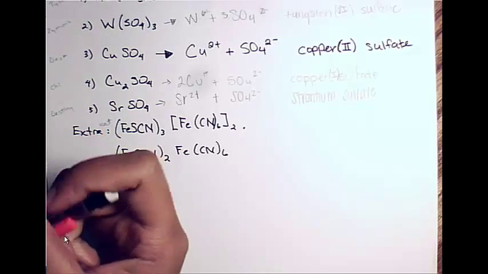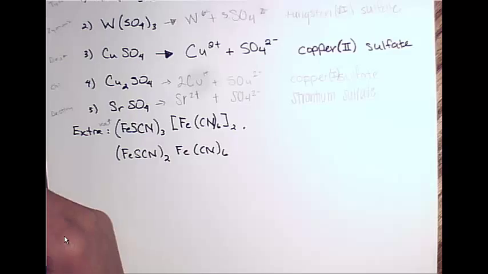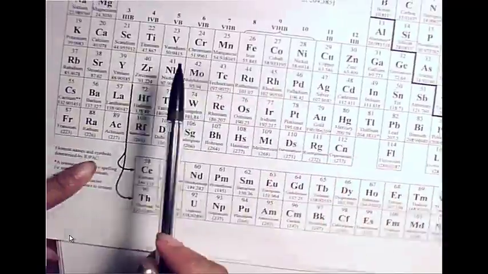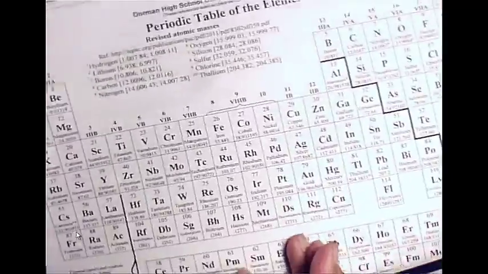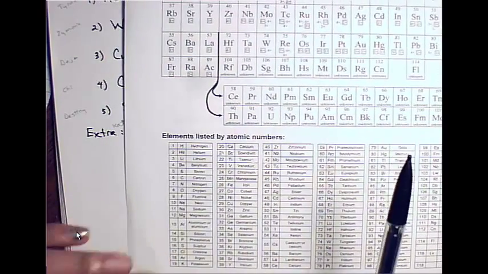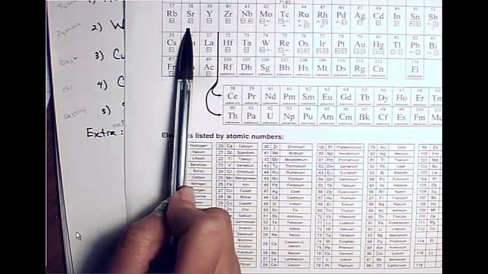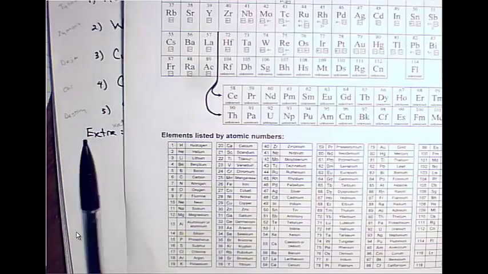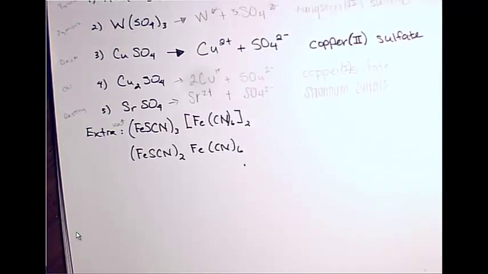You don't put it in Roman numeral, exactly. She's right. Since strontium doesn't have more than 1 oxidation number, and we don't use a Roman numeral. It's in column 2 of the periodic table. You cannot use a Roman numeral when it only has 1 oxidation number. Okay? Well done. Good job.